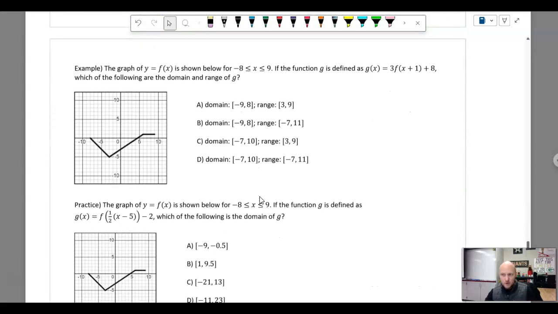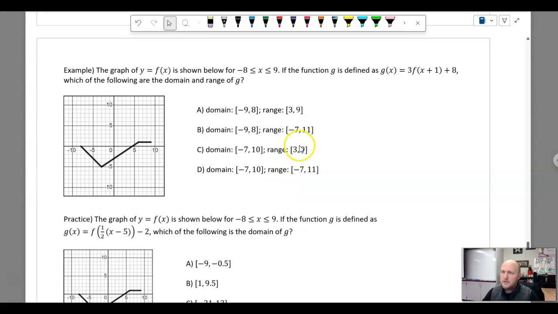Hopefully you did. Okay, next, kind of a combination of the last 2 types of examples that we've seen. They say the graph of y equals f of x is shown for -8 to 9. The function g is defined as 3 times f of x plus 1 plus 8. Which of the following are the domain and the range of g? So kind of what you need to do for f is you need to identify f's domain. The domain for f is going to be -8 to 9. I just took the x values, -8 to 9.